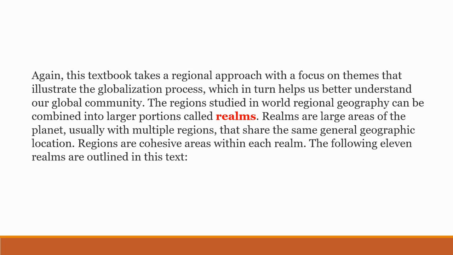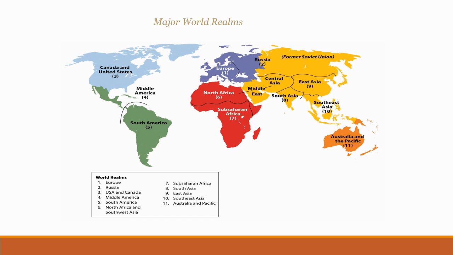The following 11 realms outlined in this text are shown in the figure. Next, major world realms. This is the picture which shows the major realms of the world. For example, the first one is Europe, second, Russia, USA and Canada, Middle America, South America, North Africa and Southwest Asia, Sub-Saharan Africa, South Asia, East Asia, Southeast Asia, Australia and Pacific.